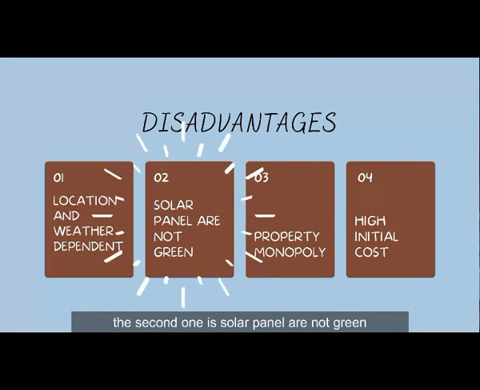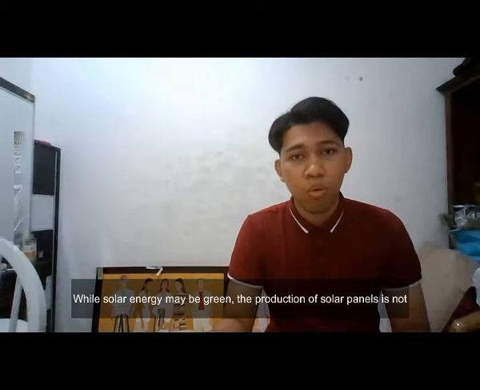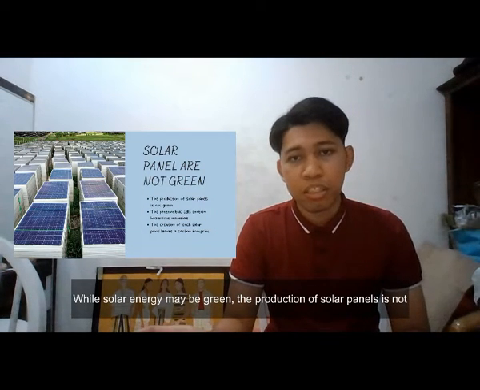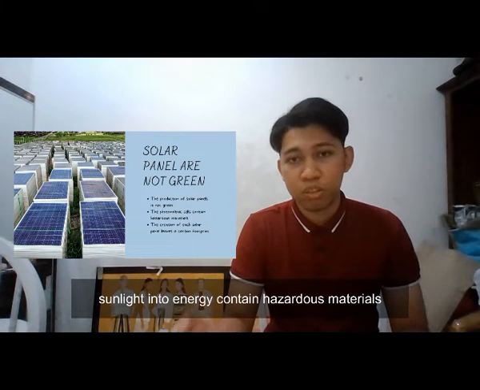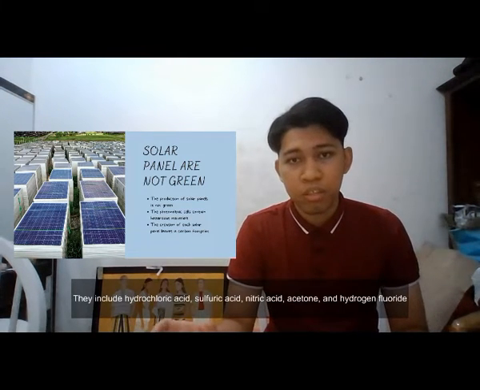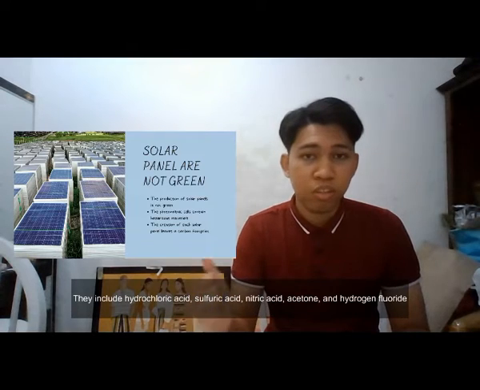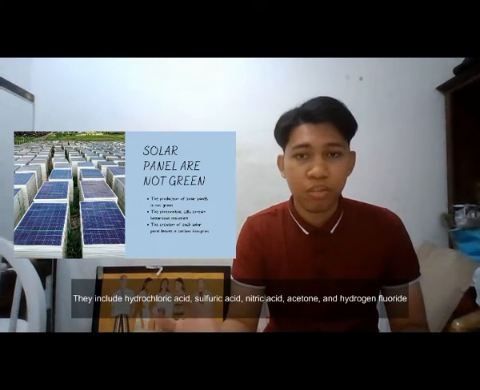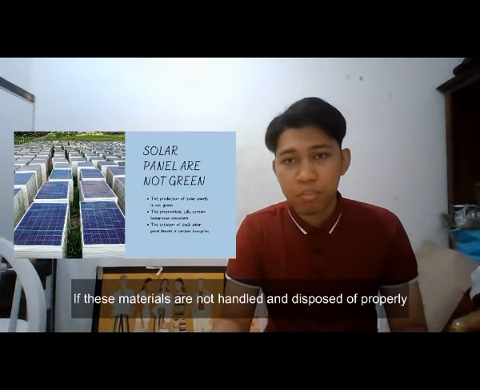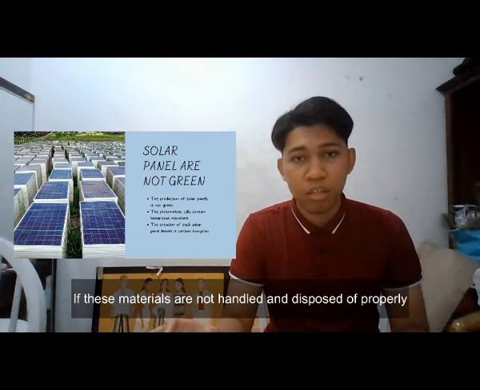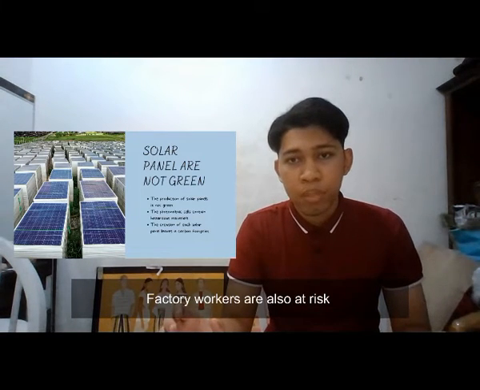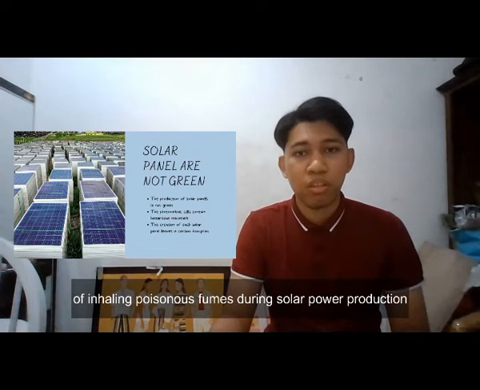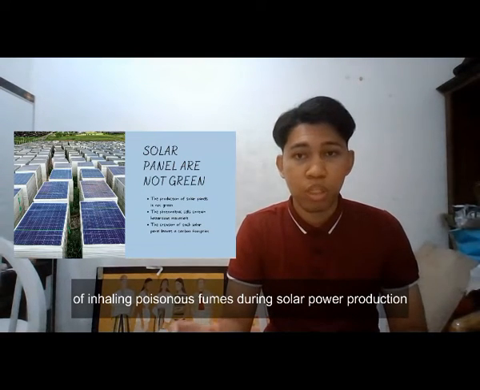The second one is that solar panels are not green. While solar energy may be green, the production of solar panels is not. The photovoltaic cells used in converting sunlight into energy contain hazardous materials. They include hydrochloric acid, sulfuric acid, nitric acid, acetone, and hydrogen fluoride. If these materials are not handled and disposed of properly, they pose significant pollution risks. Factory workers are also at risk of inhaling poisonous fumes during solar power production.